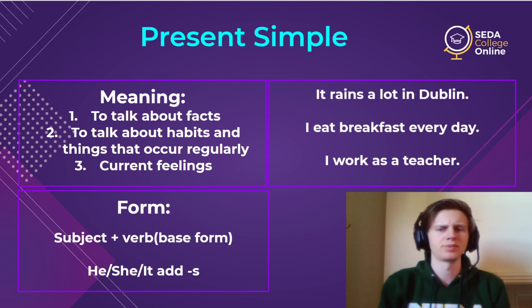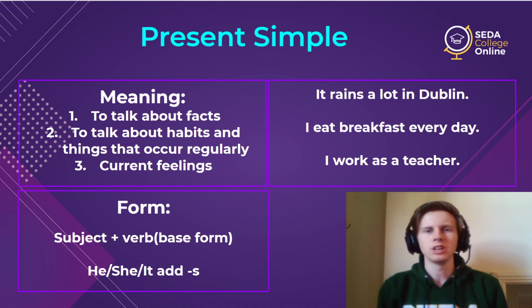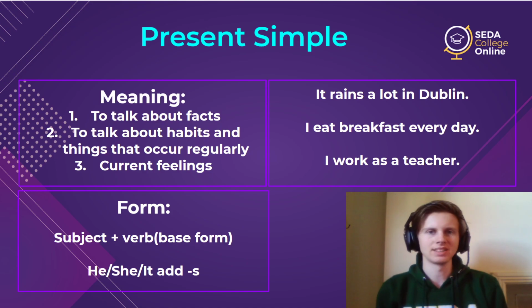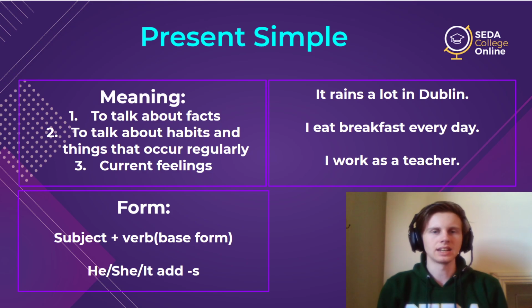So some examples of the present simple. It rains a lot in Dublin. There we have talking about facts. It is a fact. It rains a lot. You'll see it if you live here. So there's no controversy. And it is a present idea because it also happens regularly.